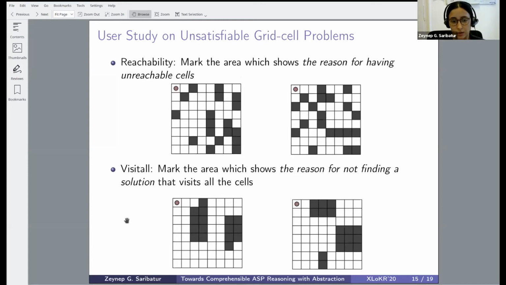We also gave them some instances from Visitall, which is the problem of finding a path that visits every cell once. But if you have two dead-end cells, for example, you cannot find such a plan. Or if you have single-way passages, again, not every cell will be visitable. Then we asked them to mark the area which shows the reason for not finding a solution that visits all the cells. And these were the exact sentences that we gave them.